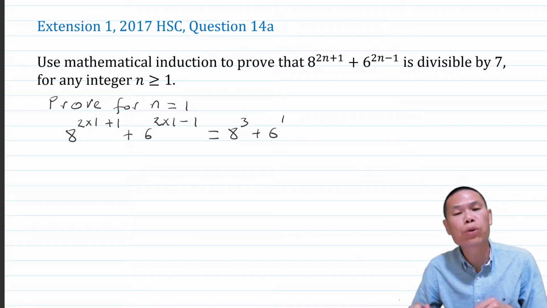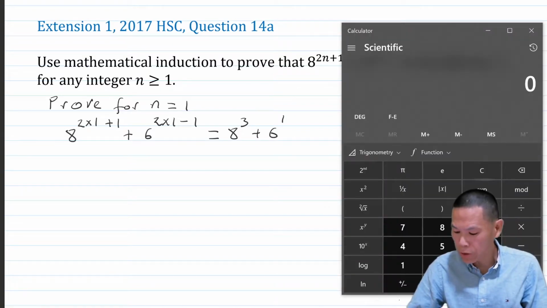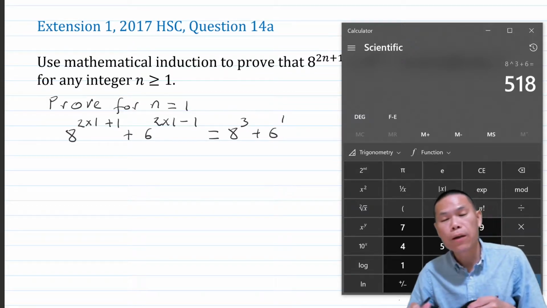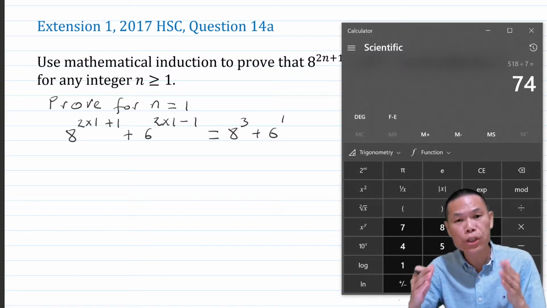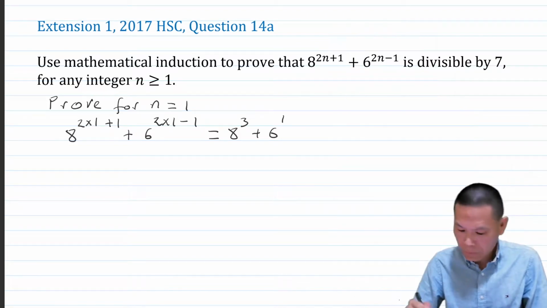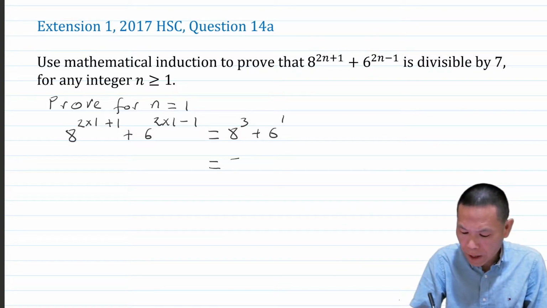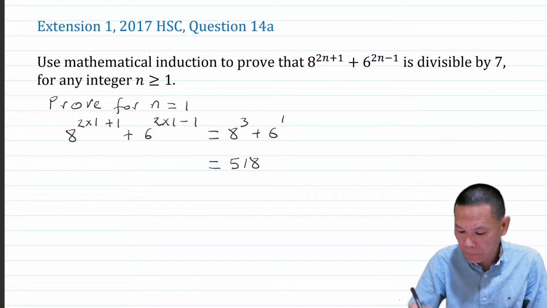So now I just put that in a calculator. So I just go 8 to the power of 3 plus 6, which is 518. So if I divide by 7, see what happened? It is divisible by 7. So that is equal to 74.